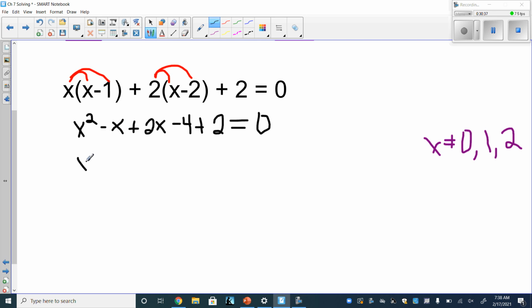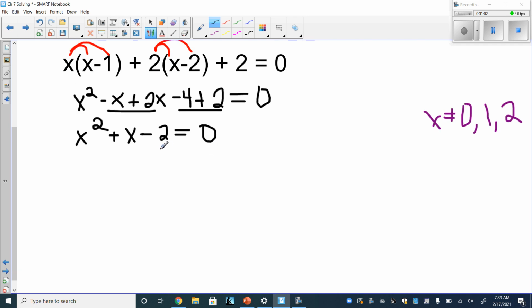Now we can combine like terms. Well, there are no other like terms with x squared, so it's by itself. Negative x plus 2x will be plus x. And negative 4 plus 2 will be negative 2 is equal to 0. So we combined our like terms. Negative x plus 2x and negative 4 plus 2. And once we finish combining like terms, we get x squared plus x minus 2 is equal to 0. And now to finish up solving, we need to factor this, because once we factor it, we'll be able to solve for the value of x.